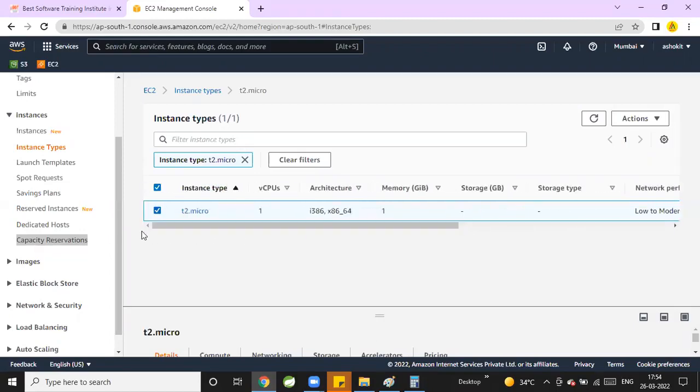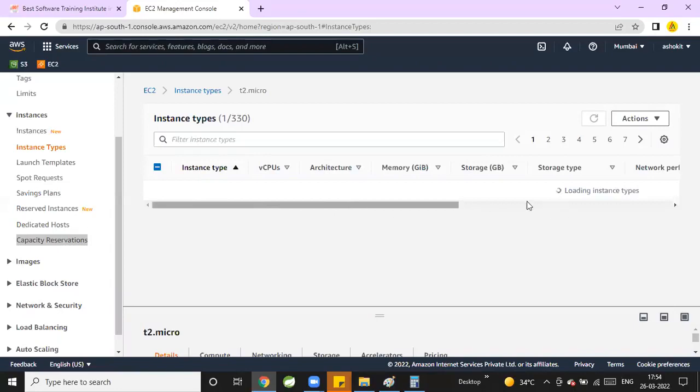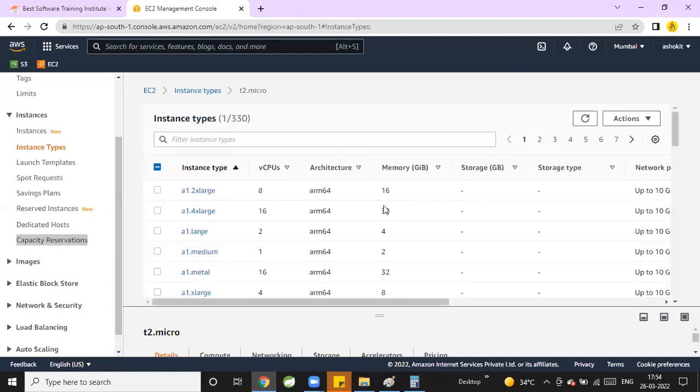Sir, while we are creating the instance, there is one option. You can use storage up to 30. Yeah, I will come to that next point. That is the storage. That is called the volumes concept. That is our next topic. Okay. So currently we are understanding instance types.